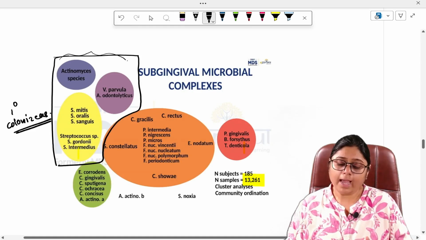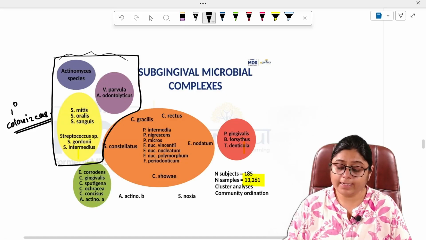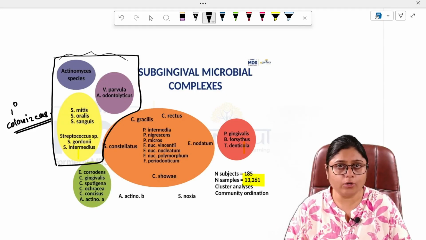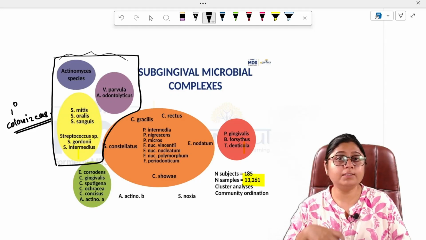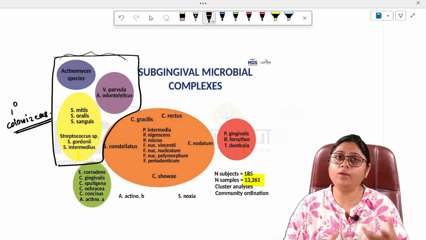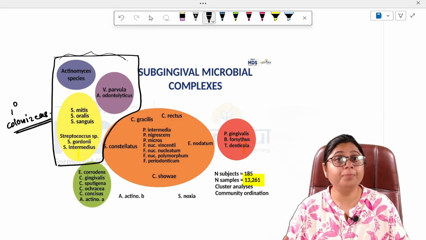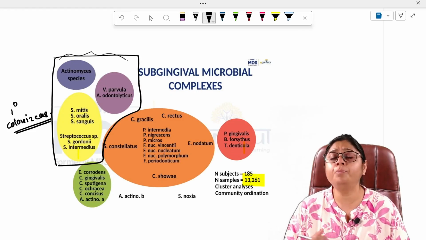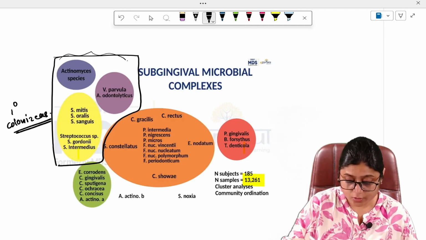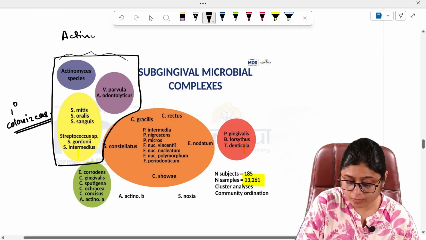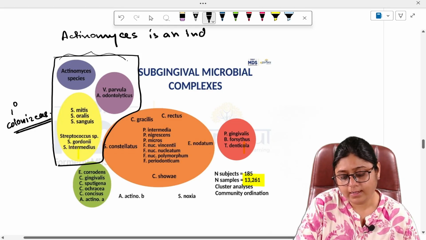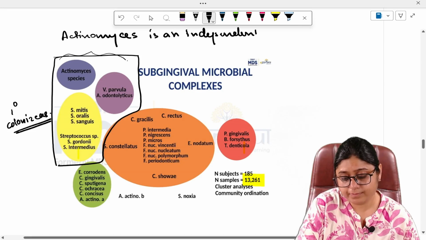Okay. What happened was, when Socransky isolated the microorganisms and studied them, he saw that Actinomyces is a species which is found in different clusters. Sometimes it was obtained only and only alone and not grouped with other organisms. Sometimes it was grouped with other organisms. So Actinomyces is an independent species. You have to remember this, that Actinomyces is an independent species.